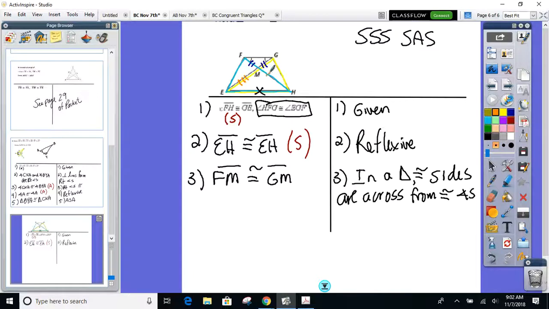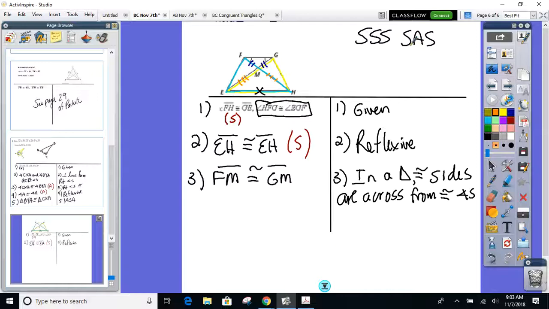Which pair would be congruent if I did a little something? EM and MH, a little thing we like to call subtraction. Why is that so important? Hey guys, if I know that, what type of triangle do I have on the bottom? And what's across from those congruent sides? Angles that I needed for side angle side.